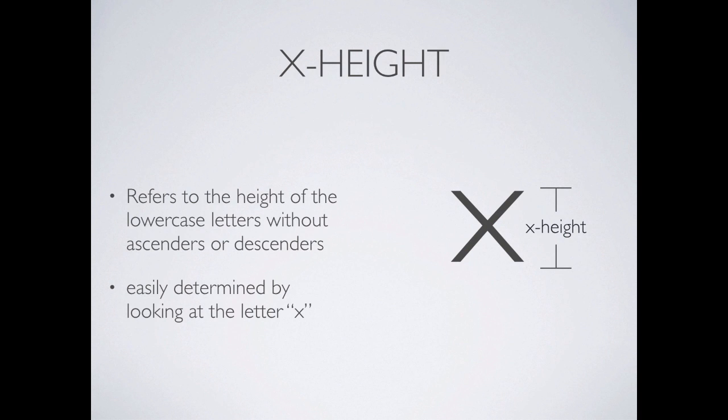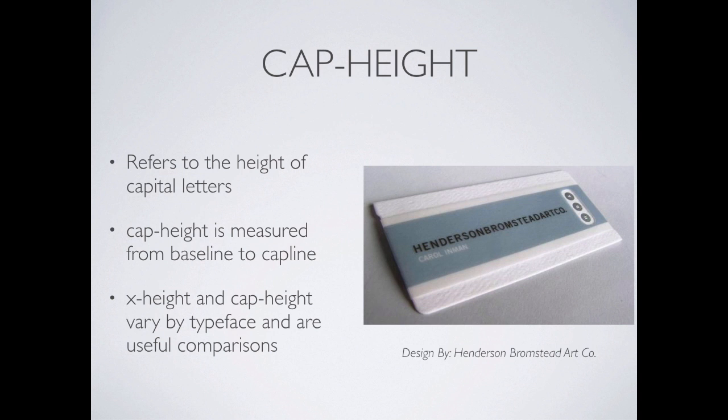X height refers to the height of a lowercase x. It basically refers to the height of lowercase letters without tails. Right? Ascenders and descenders are the tails that happen. So it's the height of an x, essentially. Height of a lowercase a would be another example. It's easiest to just look at what an x is.